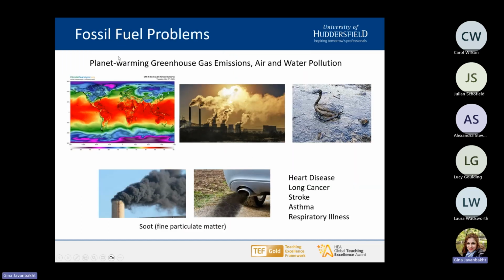There are still other problems that these fossil fuels can cause. Every day in the news, we see that today is November 21st, and the newest, hottest day of November has been recorded, right? So, global warming, air pollution, water pollution.